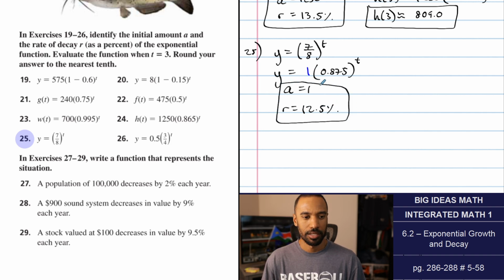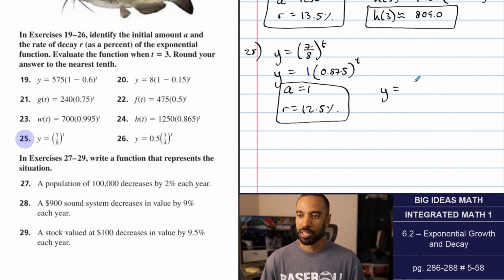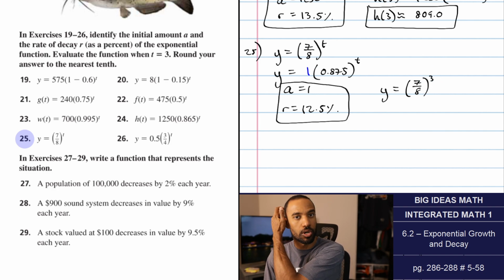Let's find Y again when we substitute 3 for T. I don't even need the 1. You could use the 0.875 or 7/8 at this point. It's up to you. If you want to use the original, go at it. 7/8 to the third power. Just make sure you use that in parentheses. I wouldn't have to put 0.875 in parentheses, but 7/8, the fraction, with 2 different numbers in the expression, does have to be in parentheses.